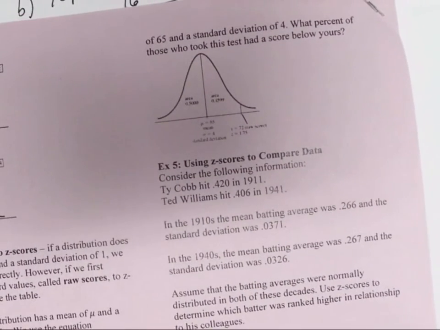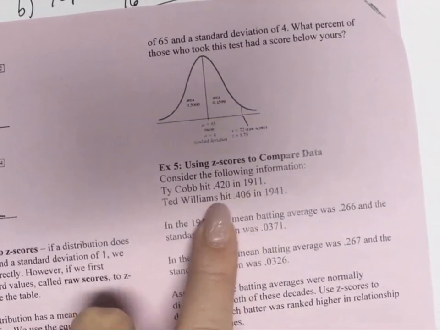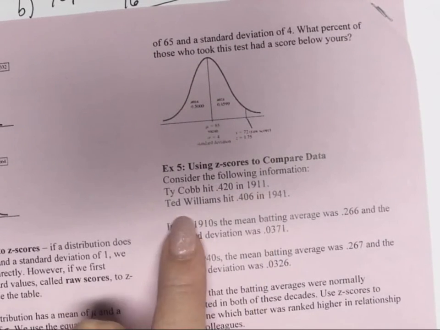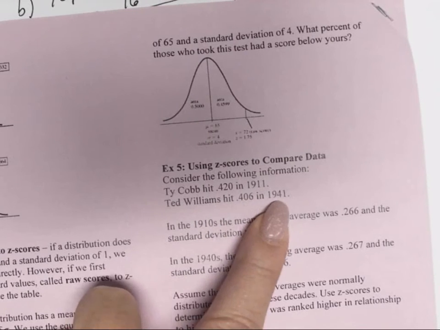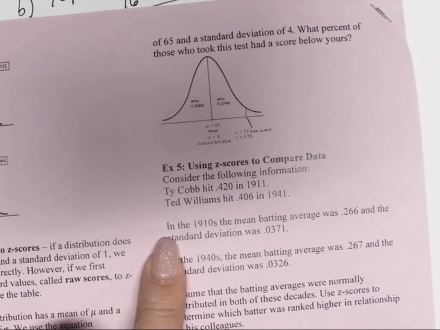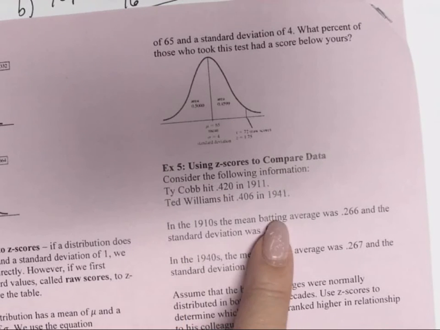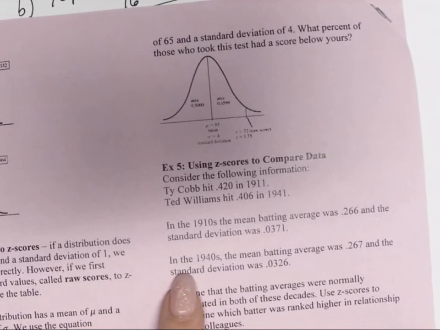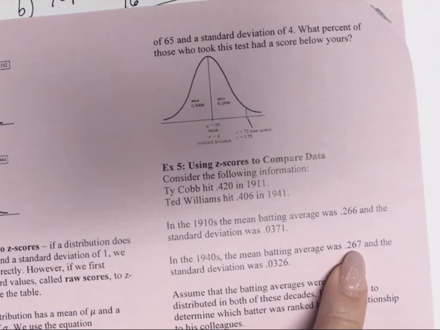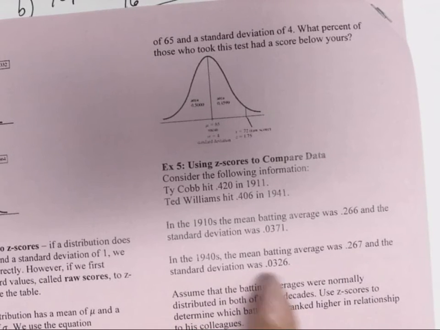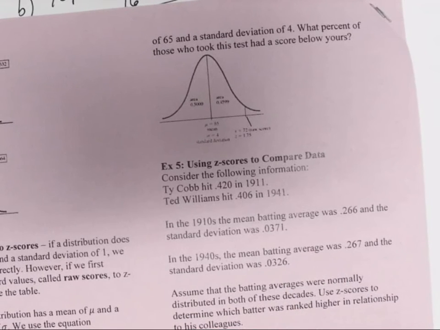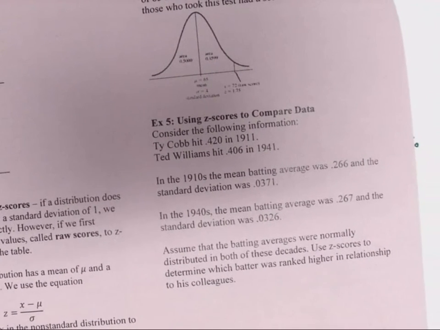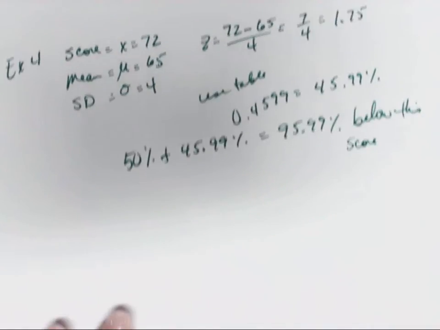All right, so let's use z-scores to compare data. Consider the following information. Ty Cobb hit .420 in 1911. Ted Williams hit .406 in 1941. In the 1910s, the mean batting average was .266 and the standard deviation was this. In the 1940s, they had a batting average, which is our mean, and the standard deviation was that. So if we assume that the batting averages were normally distributed in both of the decades, use the z-scores to determine which batter was ranked higher in relationship to his colleagues.